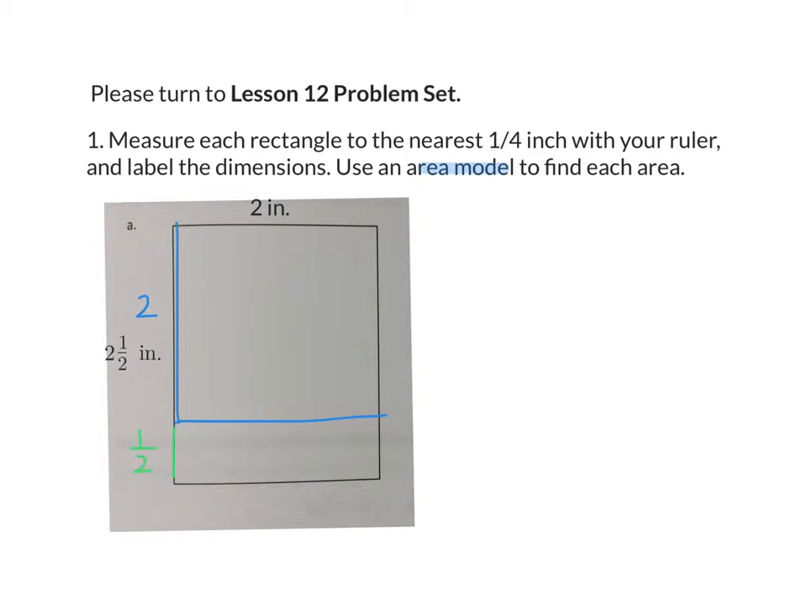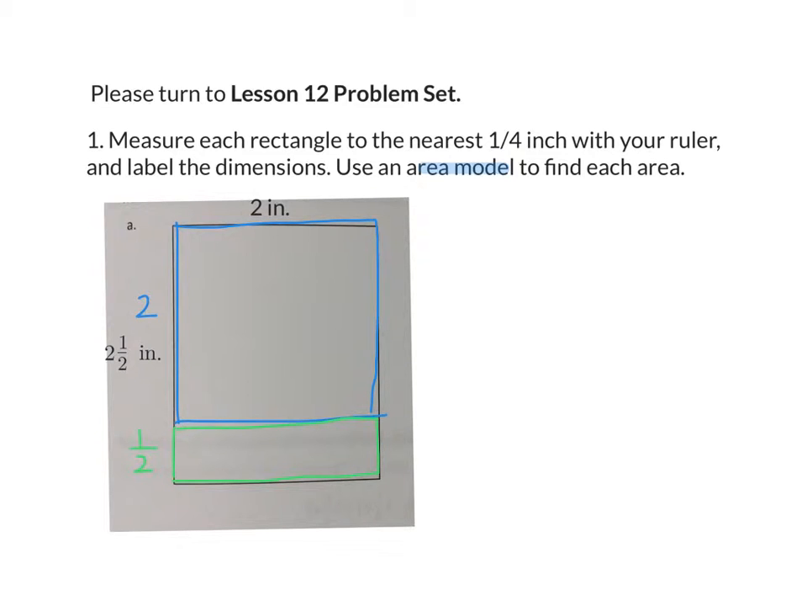Whenever we use the area model, we are finding partial products. We're splitting it up into smaller sections in order to find partial products. In this case, we're splitting 2.5 into 2 and 1/2. And then we're going to find each individual area before we add them up to find the total area. Does that make sense?